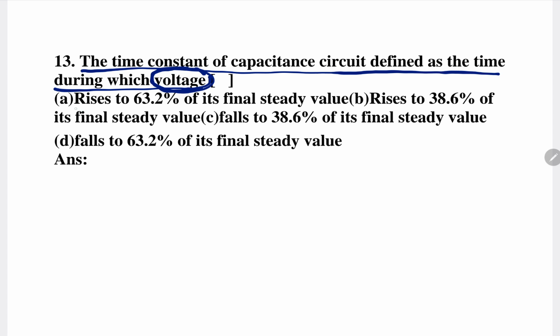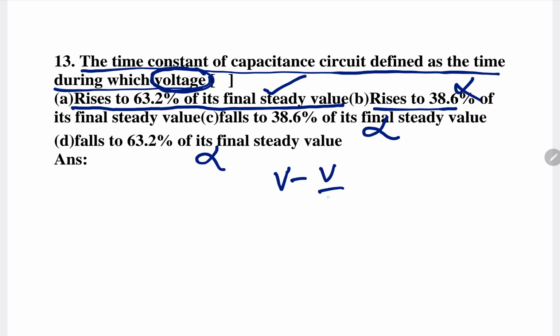When the voltage rises from 0 to 63.2% of its final steady state value, that is known as the time constant. It is not rising up to 38.6%, and it is not falling to 63.2%, because we know the capacitor voltage is equal to V into e power minus t by RC. So whenever the capacitor voltage changes from 0 to 63.2% of its final steady state value, that is known as the time constant of the RC series circuit.